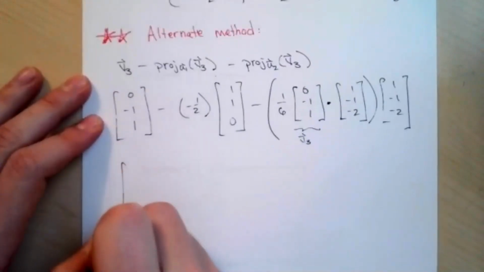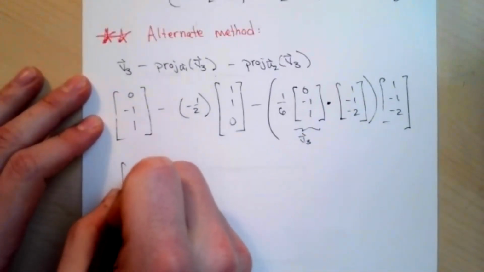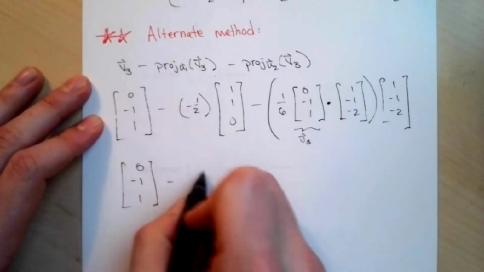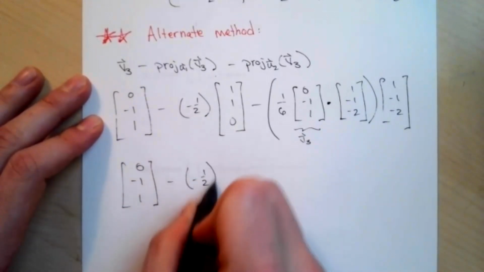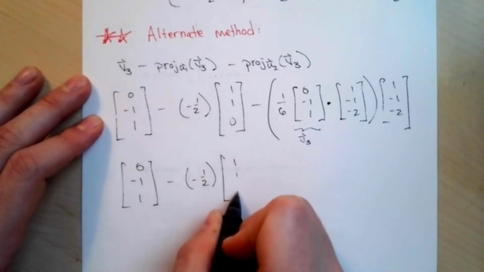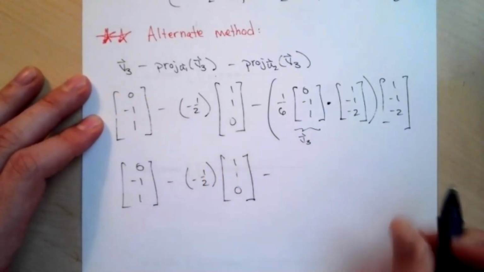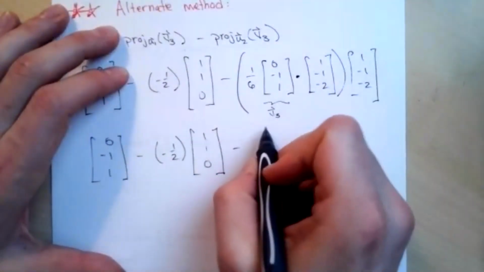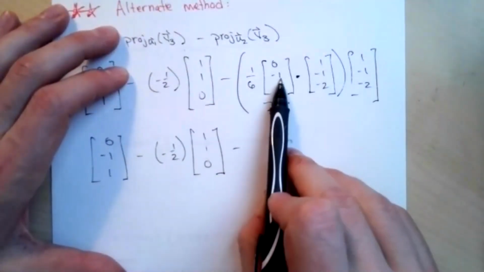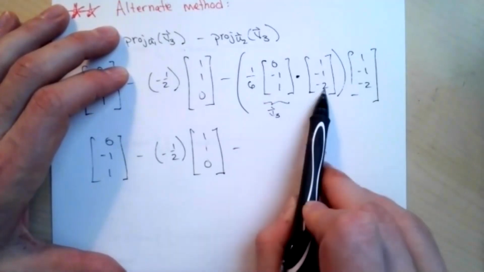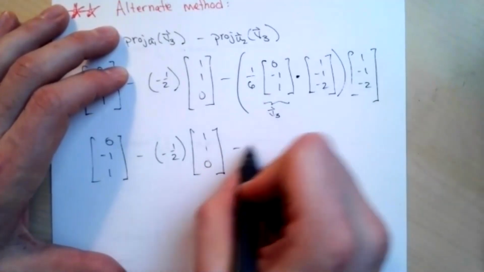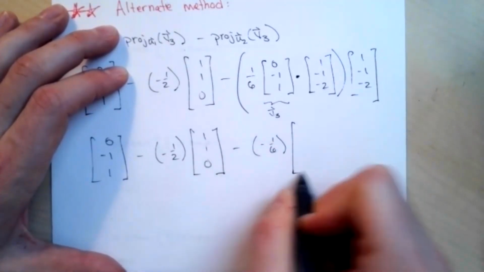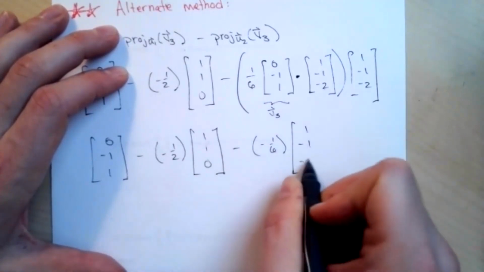So when we do that, we will have our v3 minus -1/2, 1, 1, 0, minus. And now when we compute this, what was our dot product? It looks like we got 1 minus 2, which was -1. So it'll give us a -1/6, 1, -1, -2.